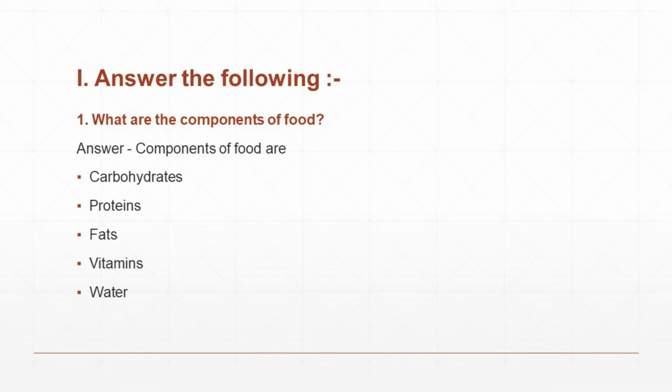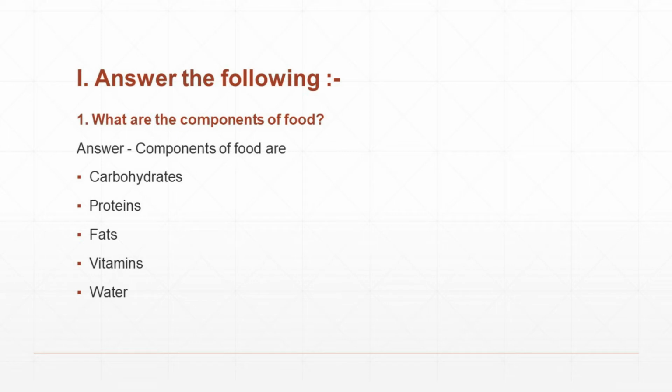Roman number 1, answer the following. First question, what are the components of food? Answer, components of food are carbohydrates, proteins, fats, vitamins, and water. Once again, what are the components of food? Answer, components of food are carbohydrates, proteins, fats, vitamins, and water.